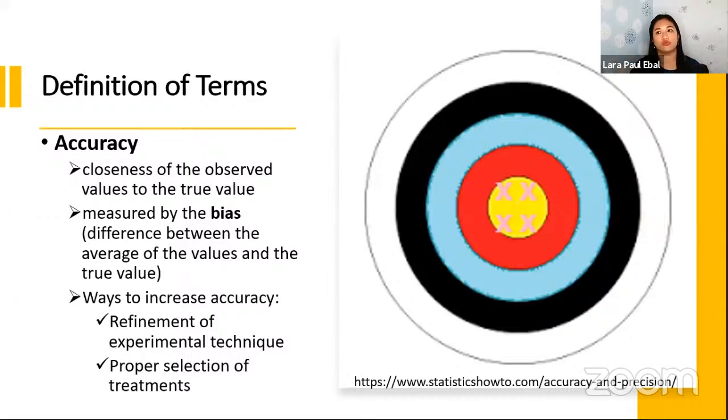So sometimes this true value is the true mean. Okay, so this is measured by bias. And then, ways to increase accuracy: we refine the experimental technique, and we have to properly select the treatments.